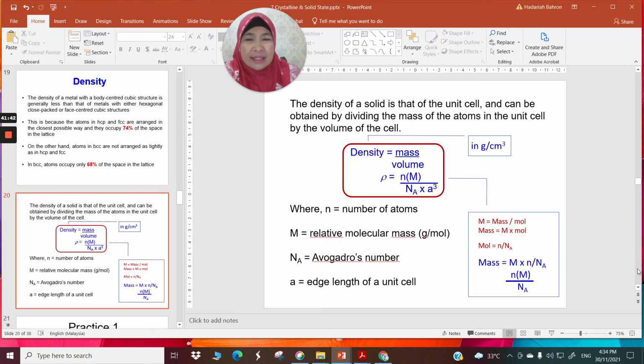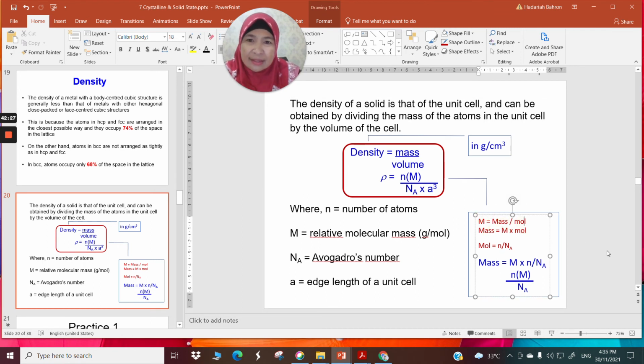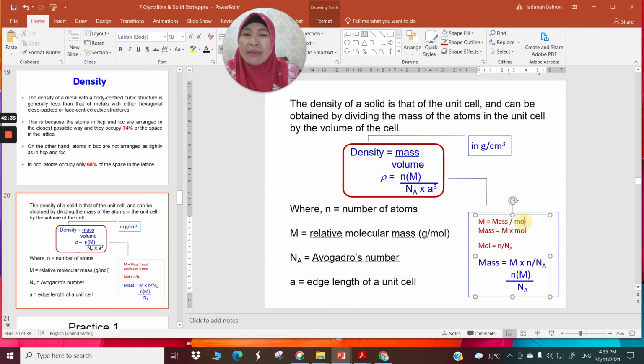And how are you going to calculate the density through the edge of the cell? Now, everybody knows that density is mass over volume. So density, which we usually calculate in the unit of gram per centimeter cubed, is mass over volume. So when you are doing your calculation, remember to change all your lengths into centimeters and all your masses into grams. So it's easy that way. Molar mass is equal to mass over mole, correct? The mass of that particular element divided by the mole. So the mass is molar mass times mole, and mole is actually the number of atoms divided by Avogadro's number.